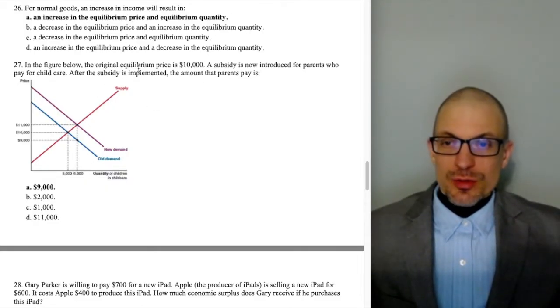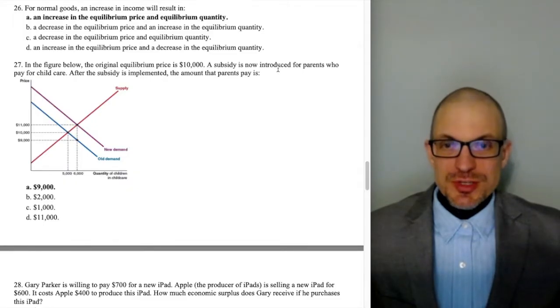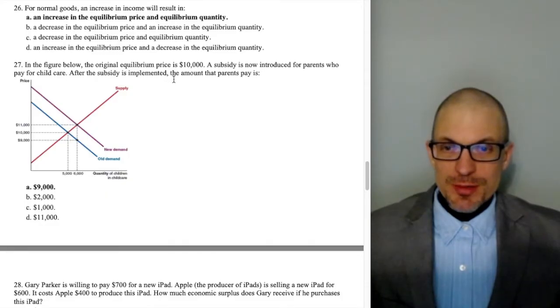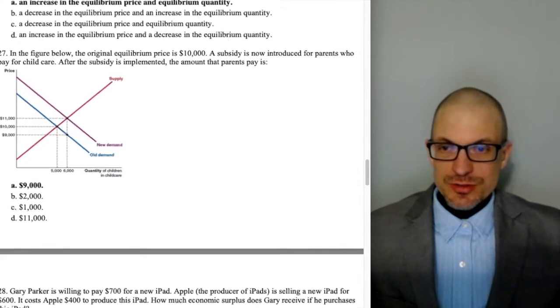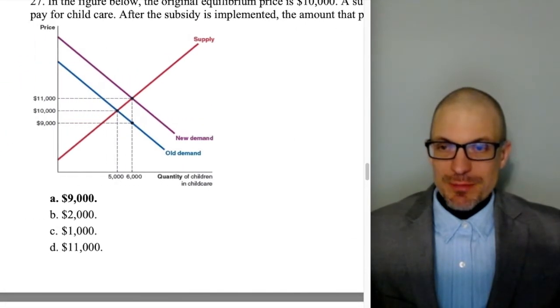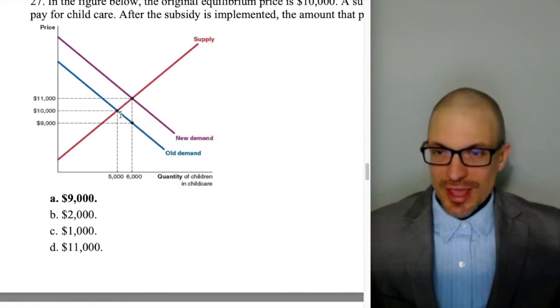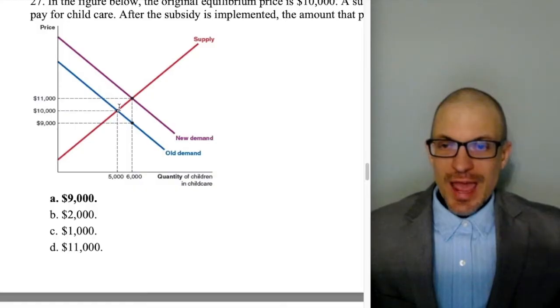In the figure below, the original equilibrium is $10,000. A subsidy is introduced for parents who are paying for childcare. After the subsidy is implemented, the amount parents pay is... Okay, so this is demonstrating a subsidy received by buyers, right? Originally, the equilibrium price was $10,000, and there were 5,000 children in childcare. Now we've got this subsidy that was given to buyers, right?